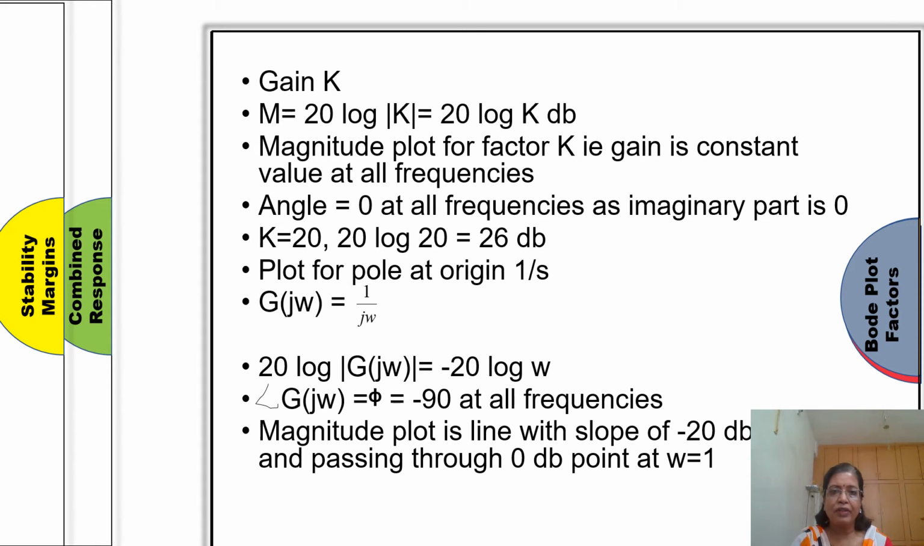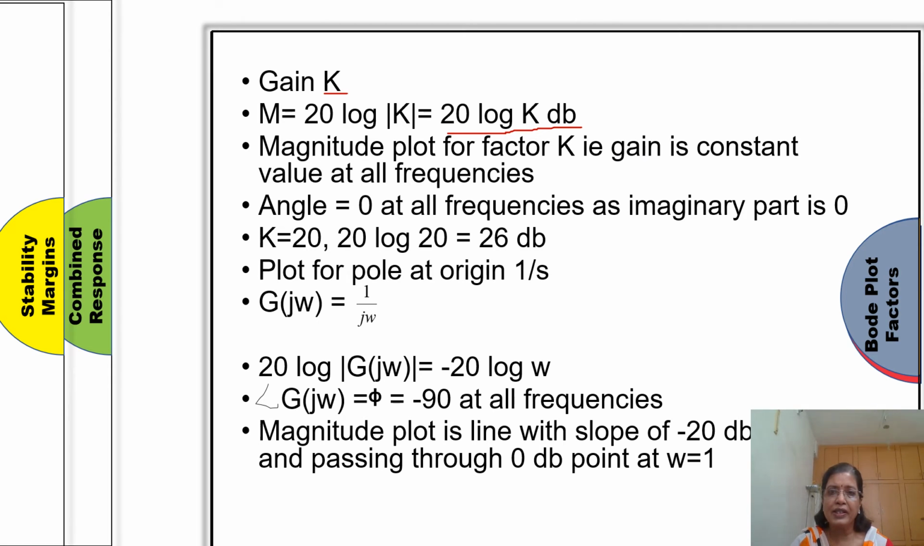In this lecture, first we will see the magnitude and angle representation of these simple factors individually. Let us start with gain K. Gain K is a real quantity. It is not dependent on jω. So its magnitude will be 20 log of the magnitude of K. As K is only real, the square root of K squared is K only. So 20 log K decibels is the magnitude of factor K.